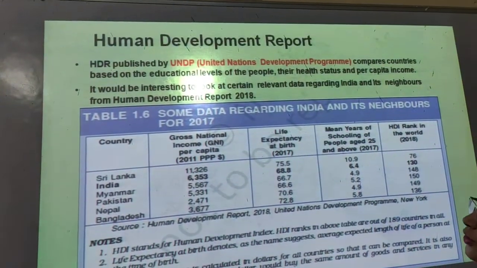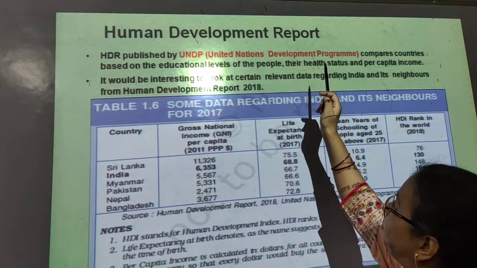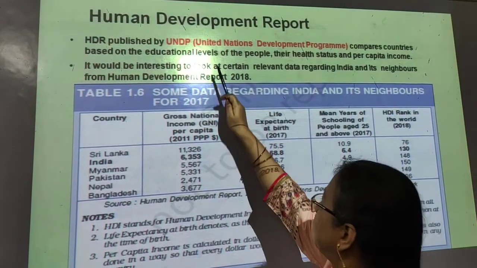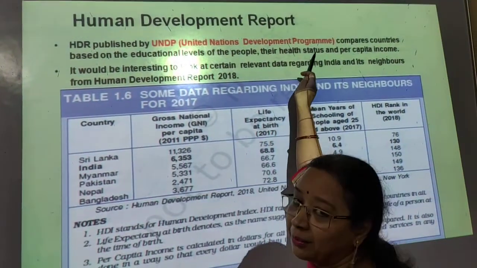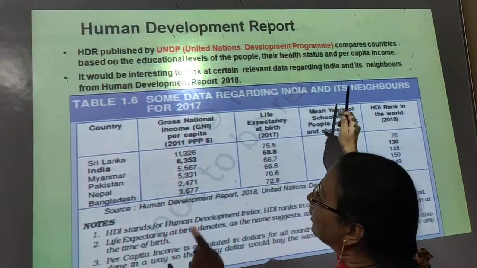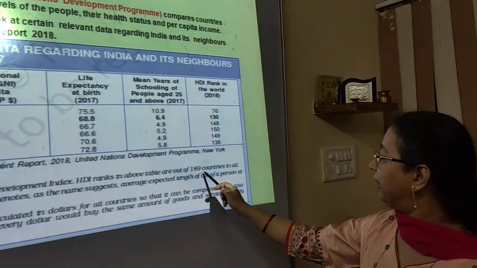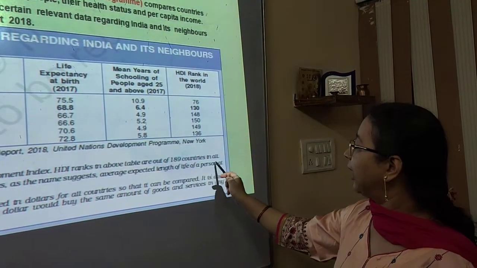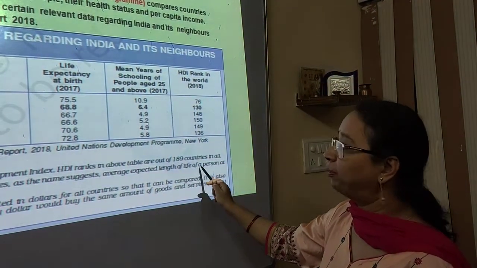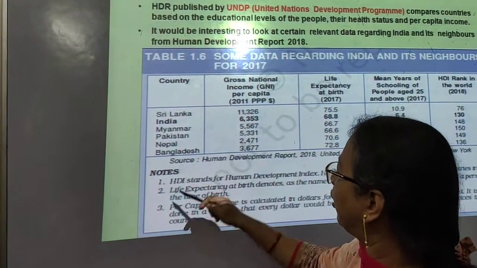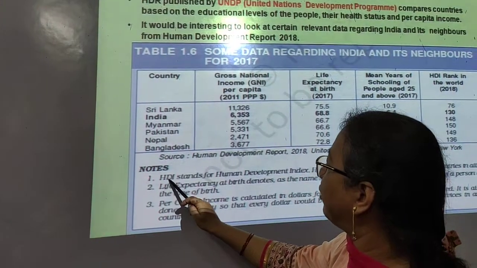Now we will see another topic, the Human Development Report. What is the Human Development Report? It is published by UNDP. What is UNDP? It is called the United Nations Development Program. It is an organization that compares around 189 countries of the world, and on the basis of their development it gives a ranking to all the countries, and this ranking is called HDI, the Human Development Index.